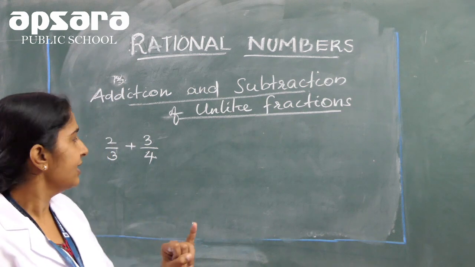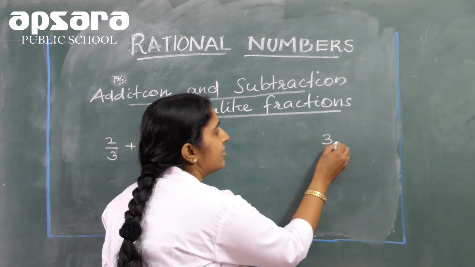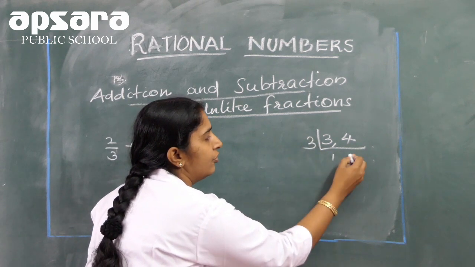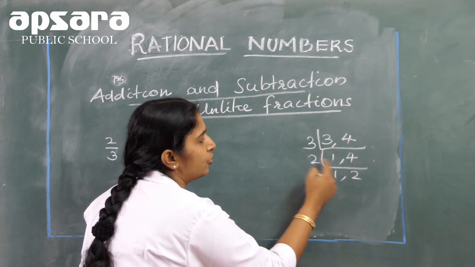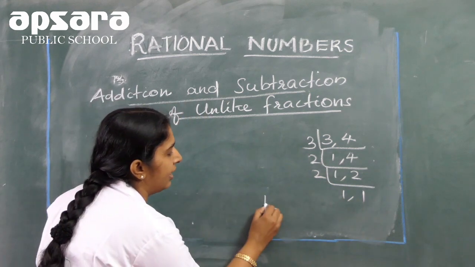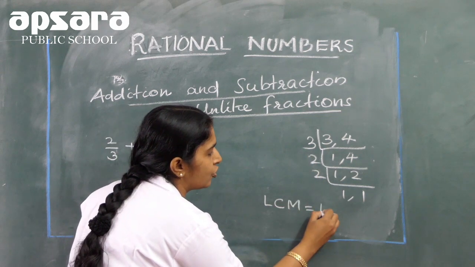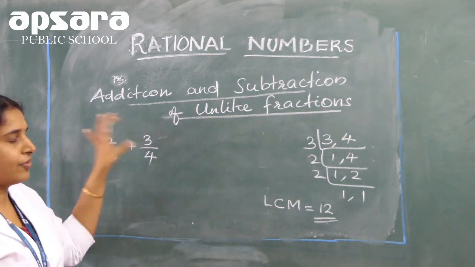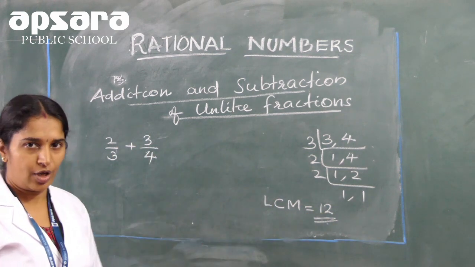So first find the LCM of the denominators 3 and 4. Can you tell me what is the LCM of 3 and 4? 3 and 4? No. So write the same number. Then next number is 2. 2 times in 4, again 2. So here LCM of 3 and 4 is equal to 3 into 2 into 2, which is 12. 12 is the LCM. Now our aim is to convert these 2 fractions to a fraction where the denominators should be equal to 12.